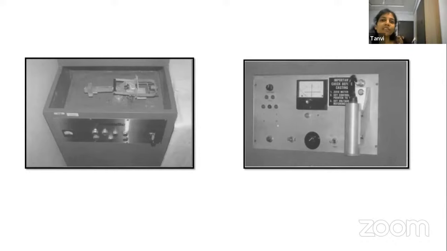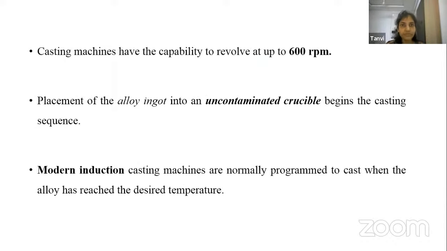As you see in the figure, these are the commercially available casting machines. The casting machines have the capability to revolve up to 600 RPM, and the placement of the alloy ingot into an uncontaminated crucible is of utmost significance, so we do not get such impurities in our final casting. Modern induction casting machines are normally programmed to cast when the alloy has reached the desired temperature.